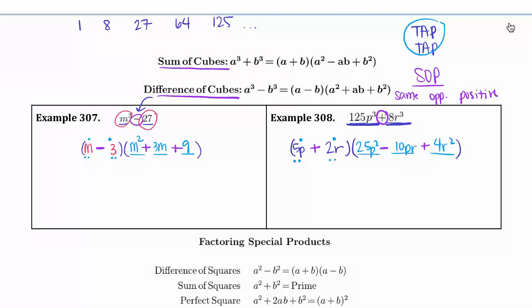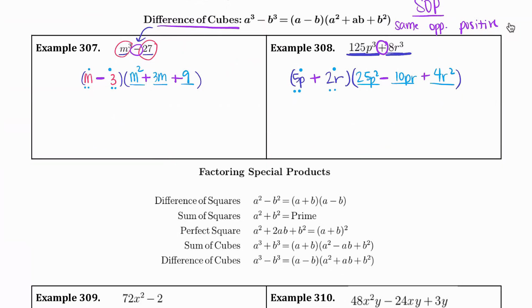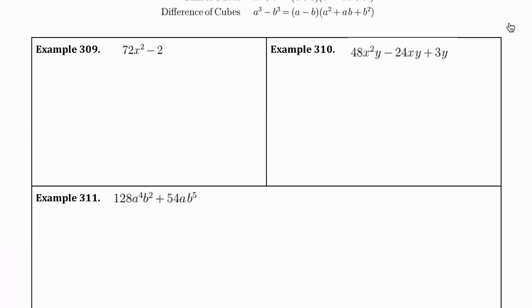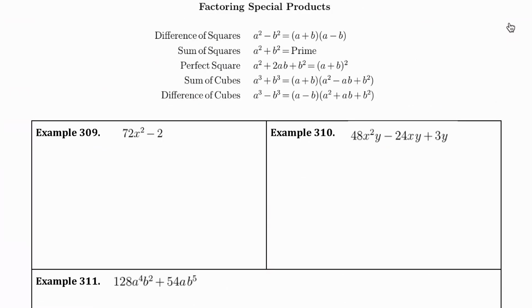So this is how we factor when we see the sum or difference of cubes. We do it just like this. All right, and now let's mix these things up here. Here are our rules: difference of squares, sum of squares, which we said we can't factor, it's prime, a perfect square trinomial, and the sum and the difference of cubes.